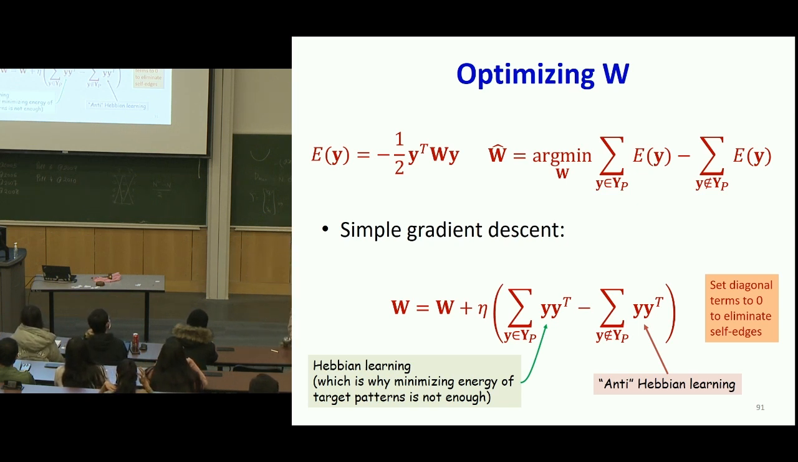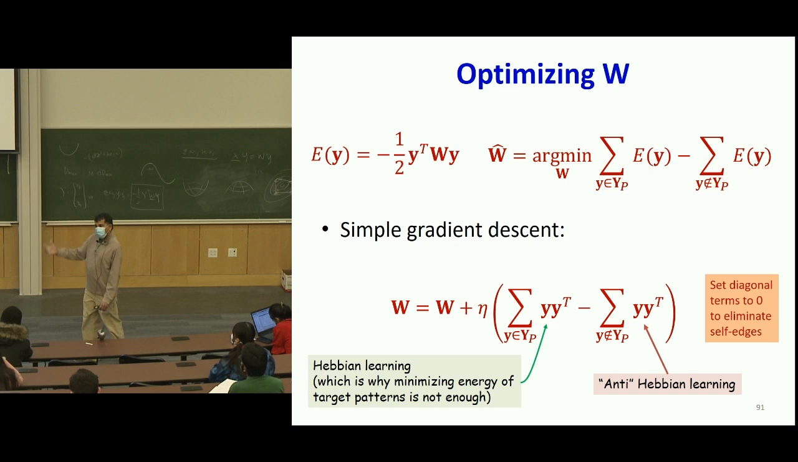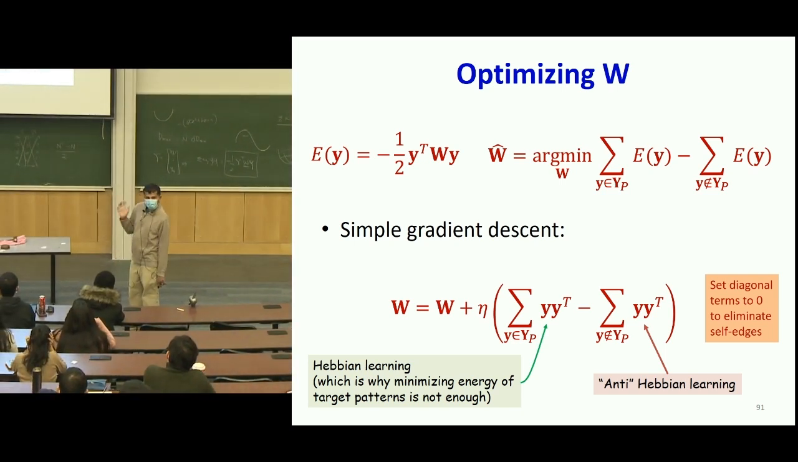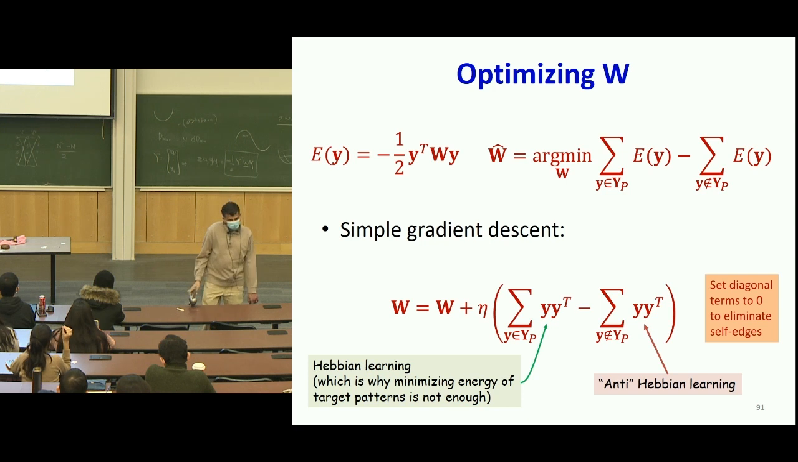And this is the term you're trying to maximize or minimize, right? So reduce the energy of the targets and increase the energy of the non-targets. And the easy way to do it is gradient descent. You can just take the derivative. If you take the derivative of y transpose W y, that's just y y transpose, right?